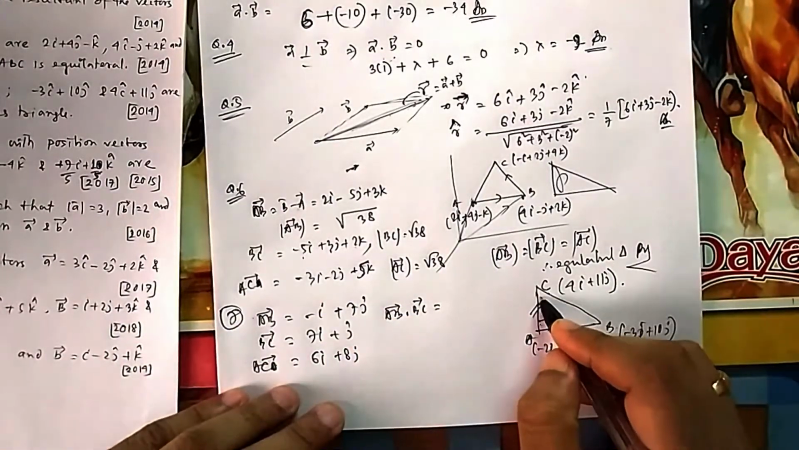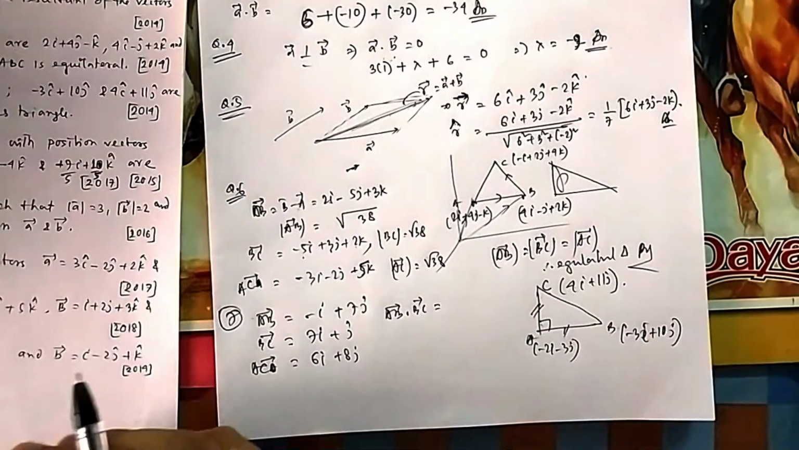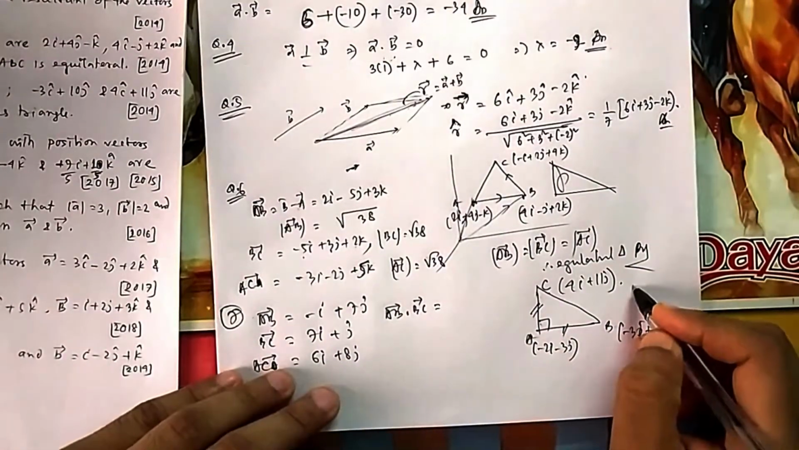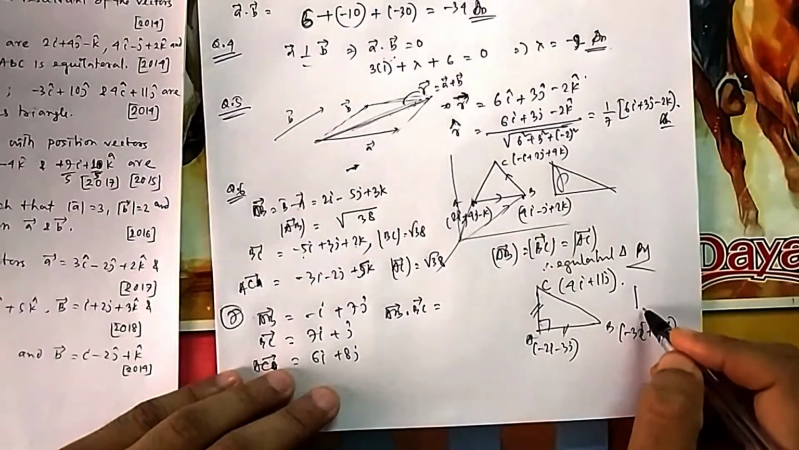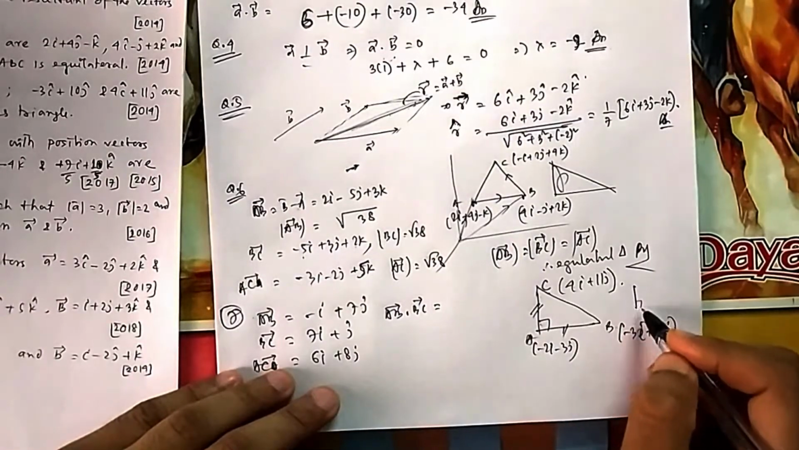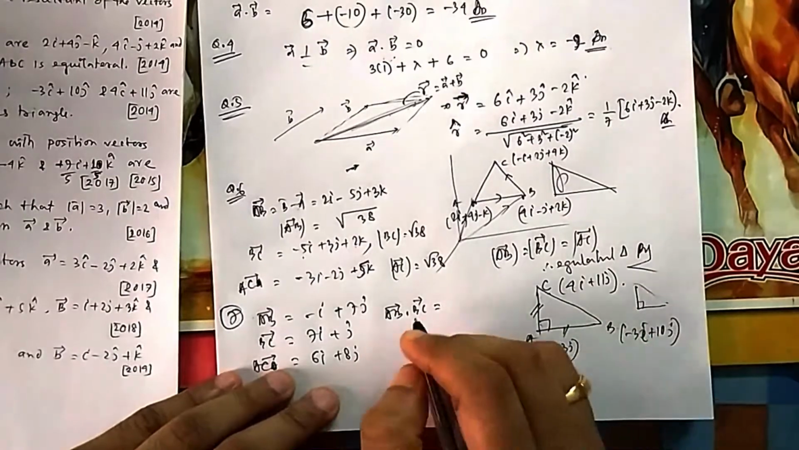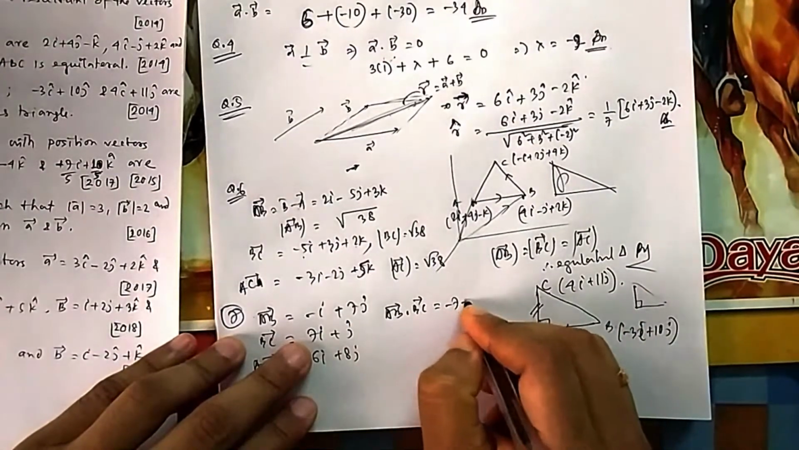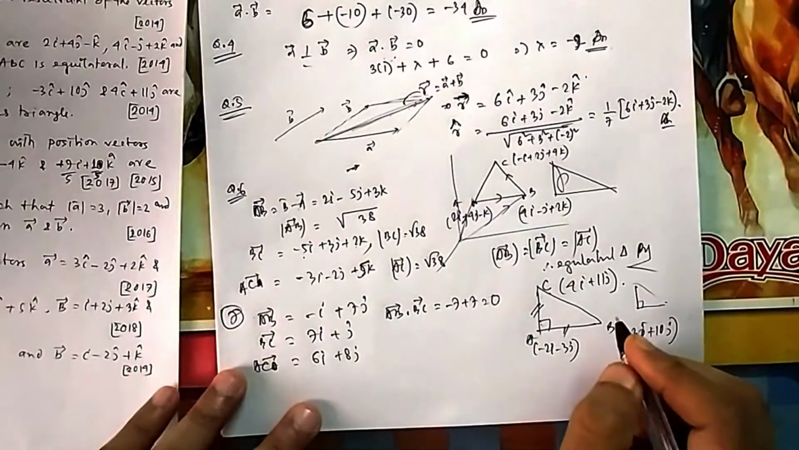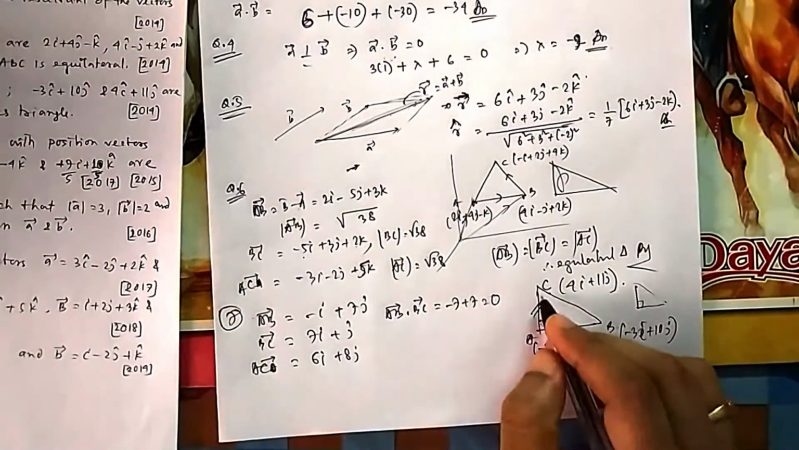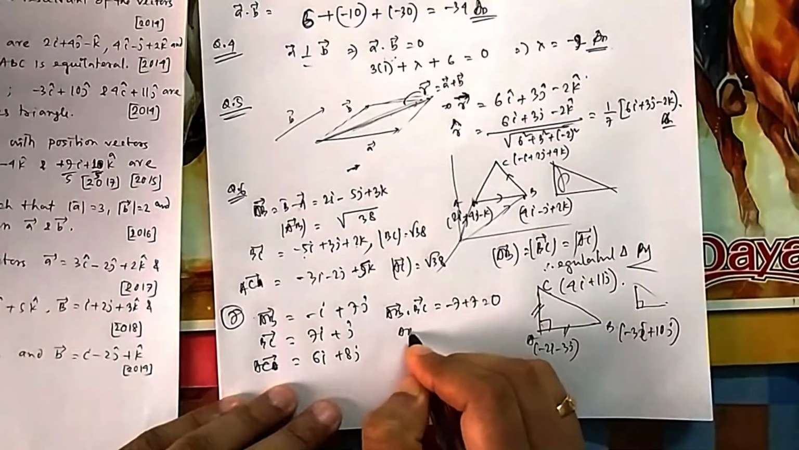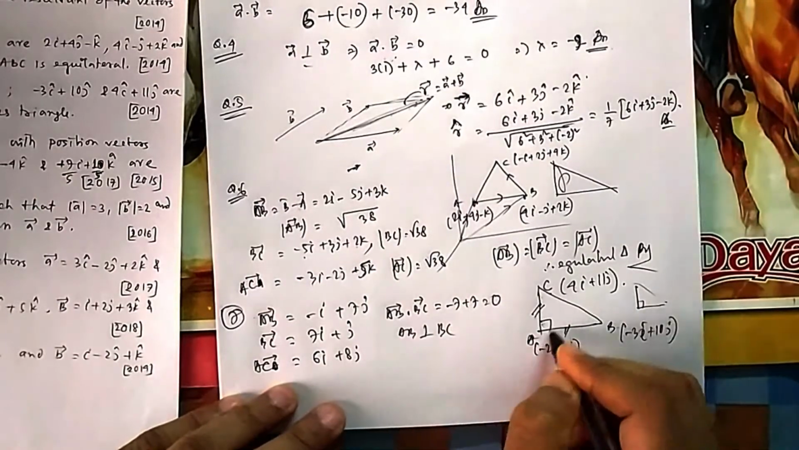It cannot be that another one is also zero, then they will not form any triangle. If it has to form a triangle, it cannot be that this is also a right angle and this too. Only one will have dot product zero. If you do this dot, that is minus 7 plus 7, which is 0. So AB and BC are perpendicular, therefore AB is perpendicular to BC. One thing is done, it is a right angle.